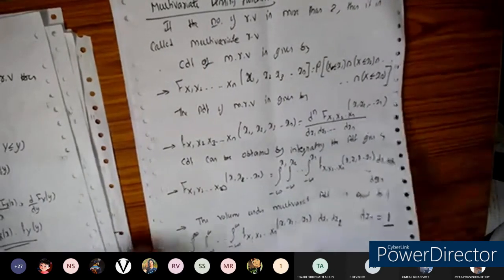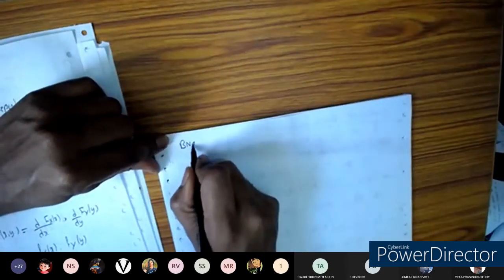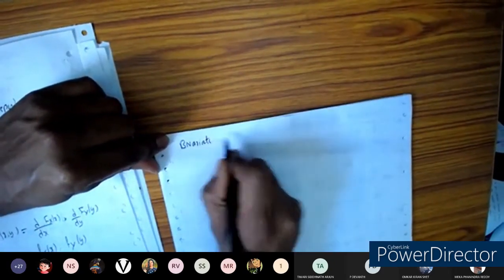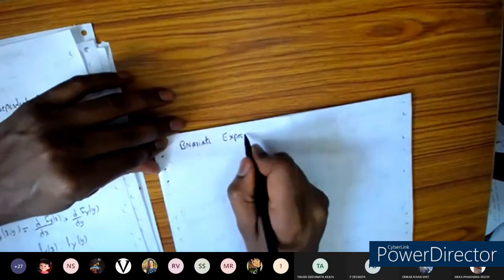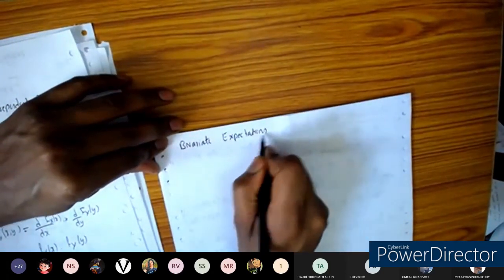Next we will see the concept of the mean, covariance and some factors, like we saw for the mean, variance and mean square value. We will see these for this case also. That one you are going to call bivariate expectations. So we are going to take the expectation of that here. So we will consider bivariate expectations.